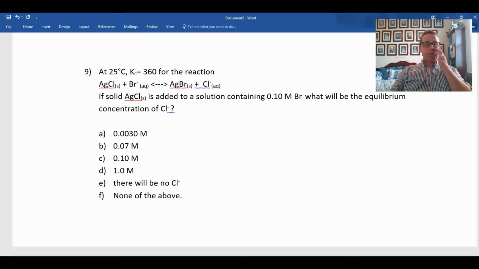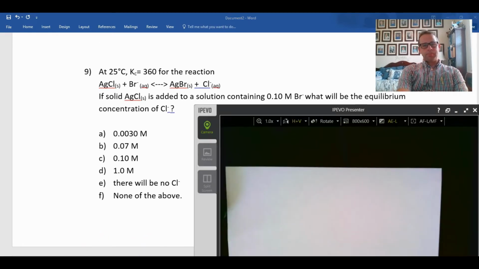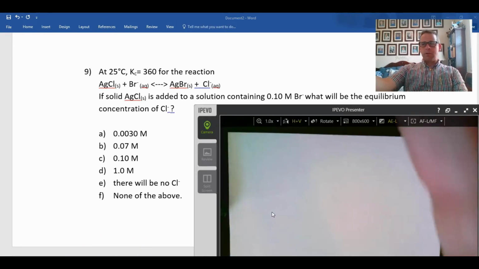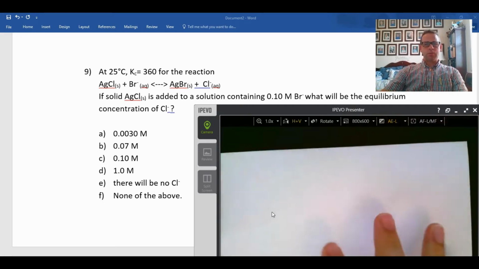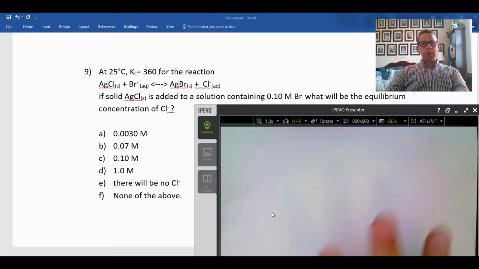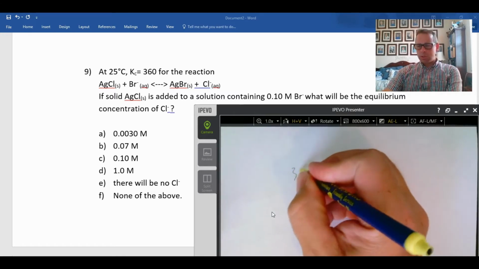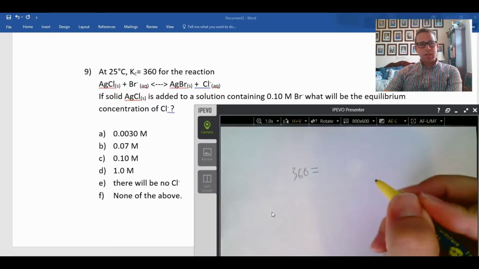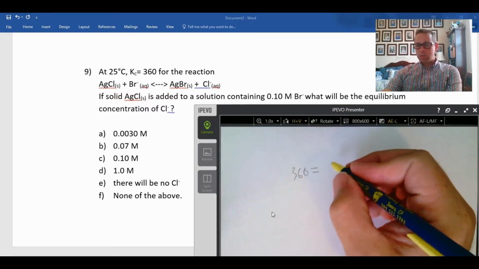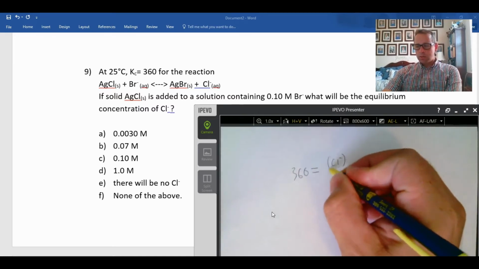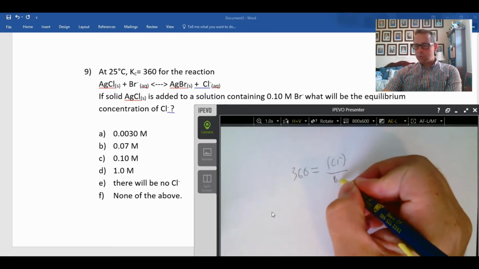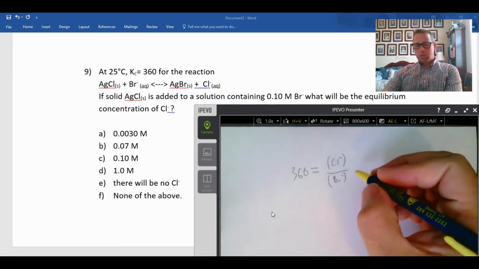So if we have a Kc provided for us, and we have concentration of bromide ion added into solution, we want to see that the Kc, which is 360 for this reaction, is equal to the concentration of the chloride ion over the concentration of the bromide ion, and that's all.